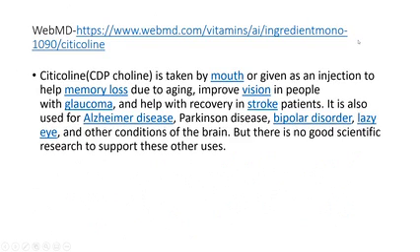I got this today from WebMD, and here's the URL where you can look this up yourself. It can be taken by mouth or given as an injection to help memory loss due to aging, improve vision in people with glaucoma, and help with recovery from stroke. It's also used for Alzheimer's, Parkinson's, bipolar disorder, and this is interesting also, lazy eye and other conditions of the brain. But there are not any gigantic studies because this is mainly a nutritional supplement. So you can't sell this stuff for big bucks.